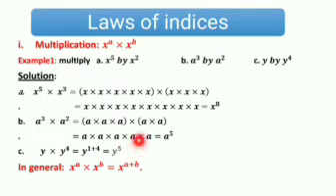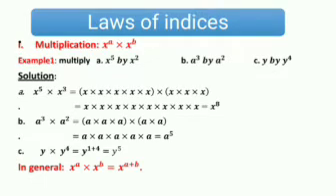5. So in general, when we have two bases which are the same, then just add the indices. So 5 plus 3 is equal to 8, 3 plus 2 is equal to 5, then 1 plus 4 is equal to 5. Is that clear? So in general, when you have x raised to the power of a multiplied by x raised to the power of b, it is equal to x raised to the power of a plus b. So that is that about the multiplication law.